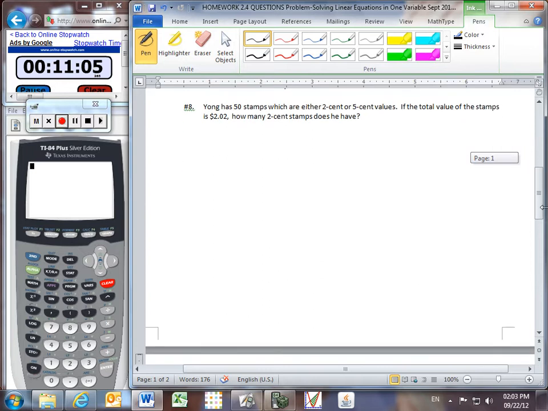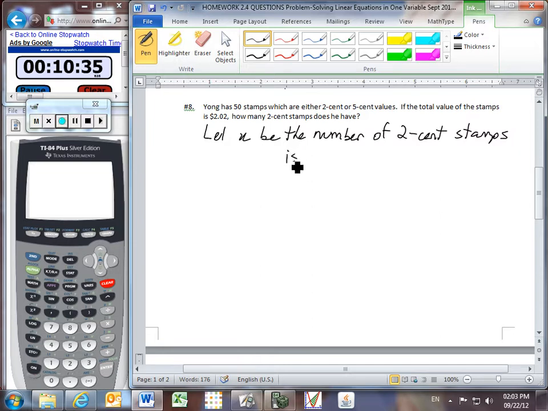Question number 8. Young has 50 stamps. We're being asked how many 2-cent stamps does he have. So let's immediately define the variable. Let x be the number of 2-cent stamps. Now he's got 50 stamps which are either 2-cent or 5-cent values. So we have to come up with some sort of expression for the number of 5-cent stamps.